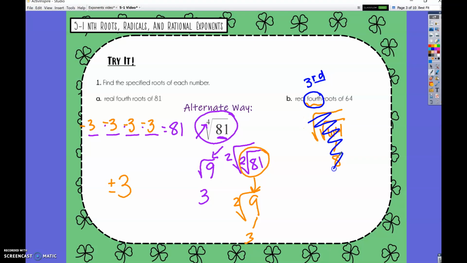Let's try that again. If it's the third root, we actually want to think what times itself will make 64. Okay, well, let's try 4 times 4, which is 16, times 4, which is 64. So our answer here would be 4. Sorry about that one. Make sure you change your packet there to the third root of 64.